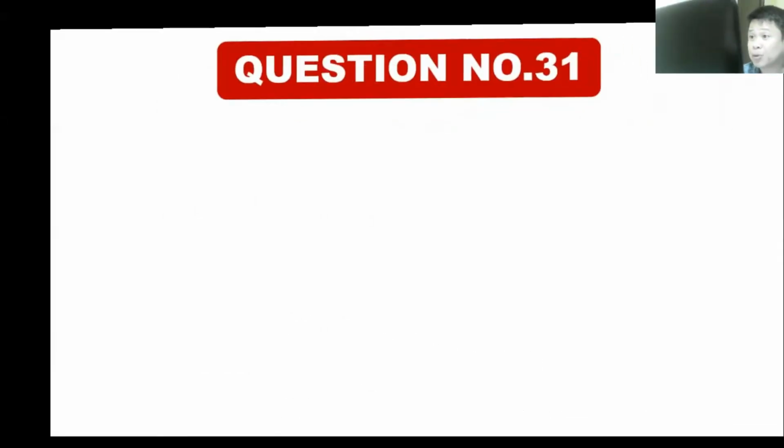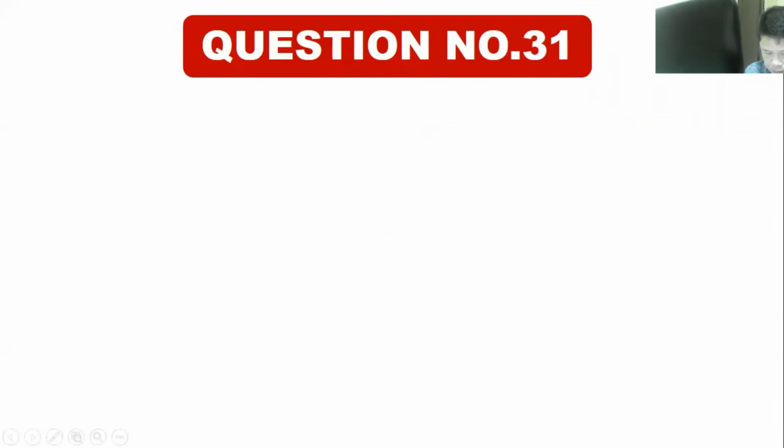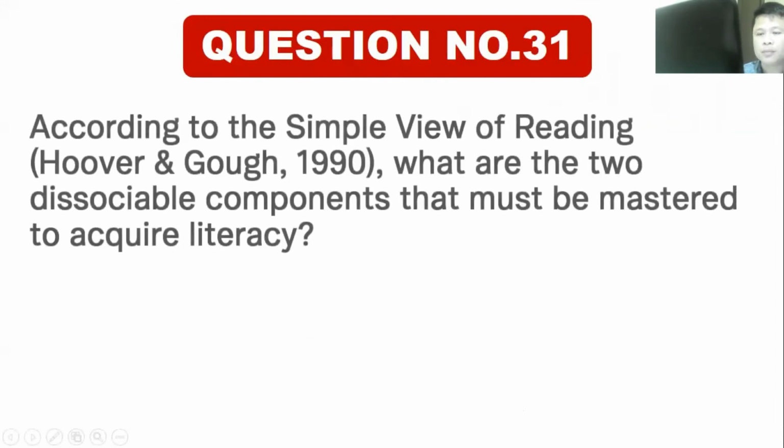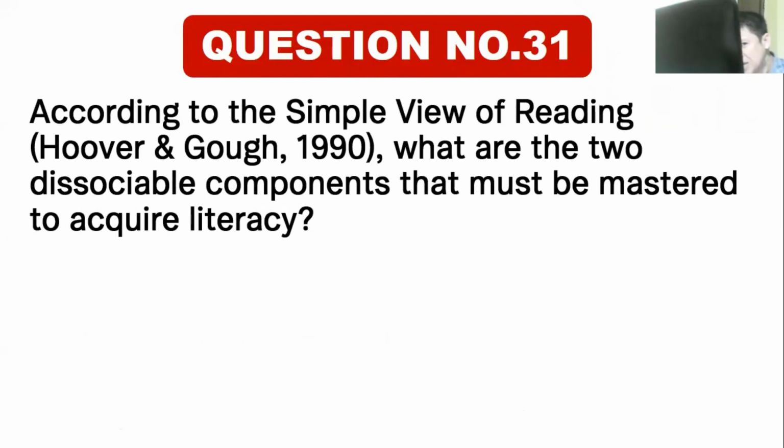Okay, number 31. According to the simple view of reading by Hoover and Gough, 1990, what are the two dissociable components that must be mastered to acquire literacy? Again, according to the simple view of reading by Hoover and Gough, 1990, what are the two dissociable components that must be mastered to acquire literacy?